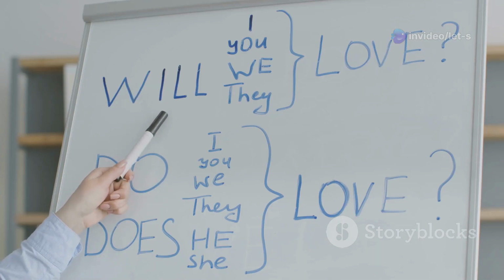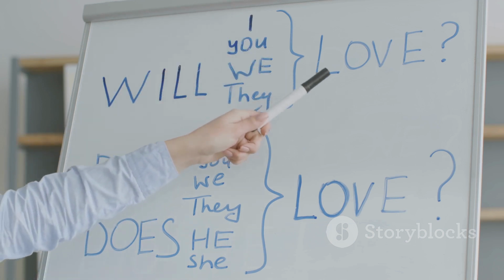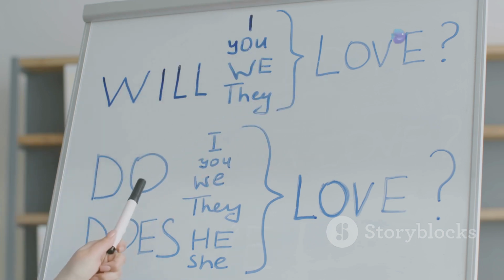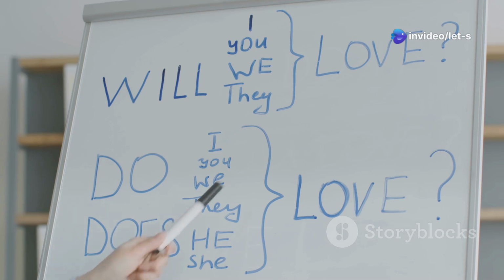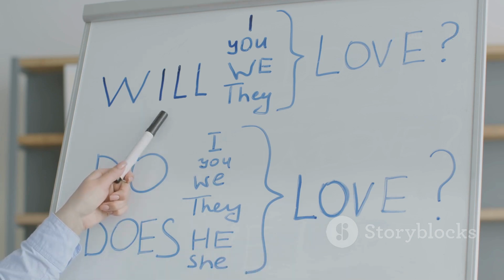In this sentence, was is the past form of to be, and dancing is the present participle of the verb dance. Here's the structure. Subject plus was/were plus verb-ing. This structure is consistent across different subjects and verbs.